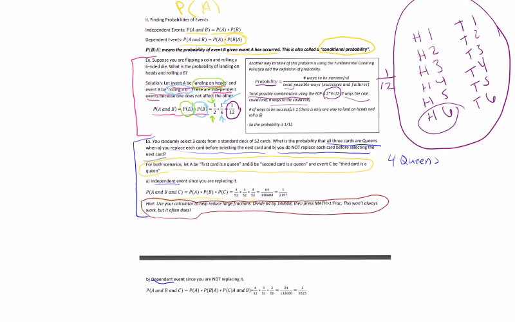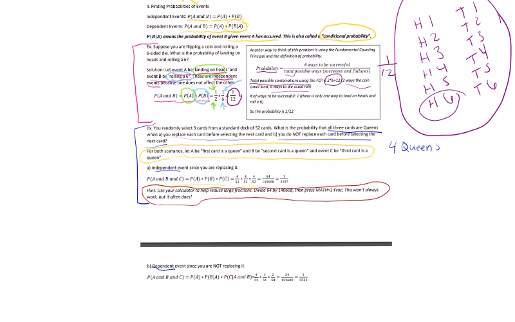So let's look at B. B is our dependent events. So we are not replacing it. So notice how we have to take into account these conditional probabilities. So the first card, same as before, we have 4 queens out of 52 cards. But now we're not putting that queen back. So we have now removed a queen. You're assuming that you're successful.